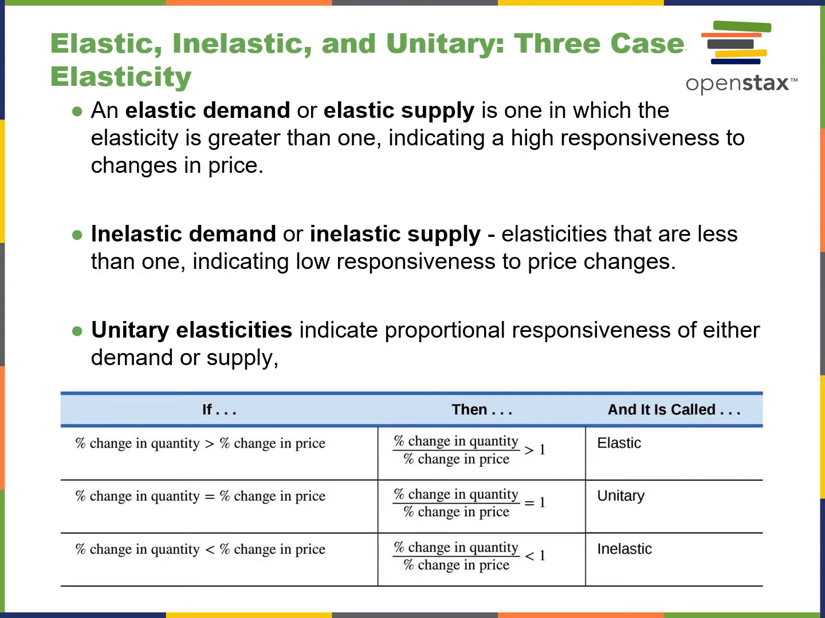There are three types of elasticity, and this is a very important slide. You might want to keep this one in mind for the test. Essentially, if you have a ratio, the change in quantity versus the change in price, and that turns out to be greater than 1, then it's called elastic. If it's equal to 1, it's unitary. And if it is less than 1, it's deemed inelastic. Examples to follow.